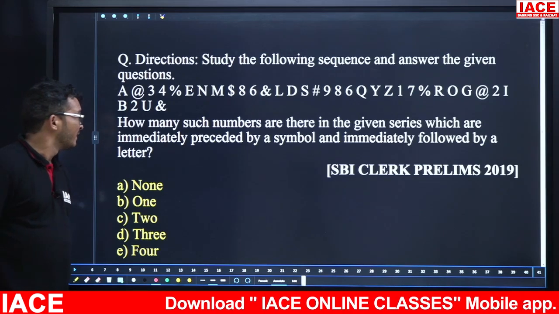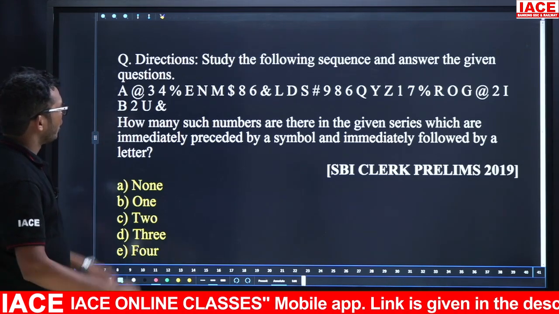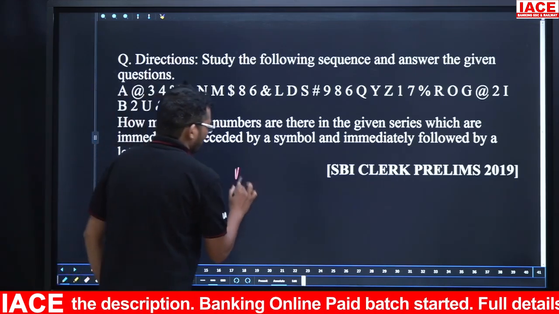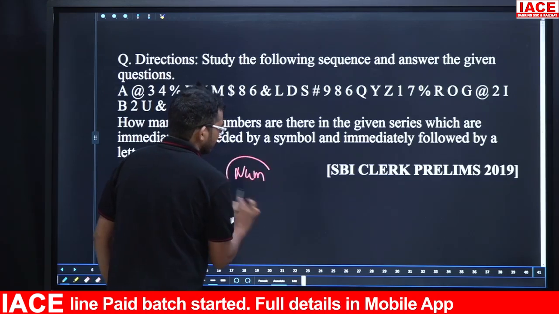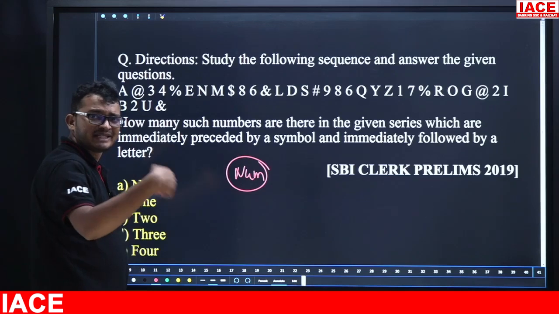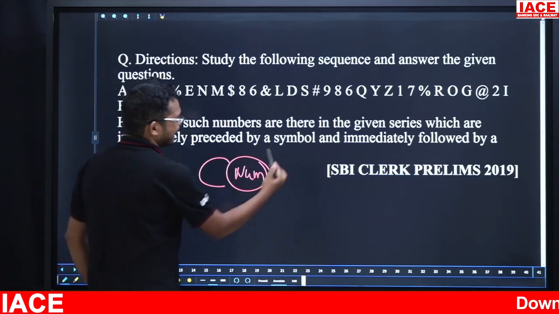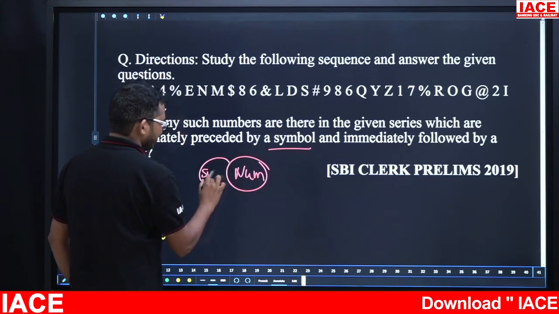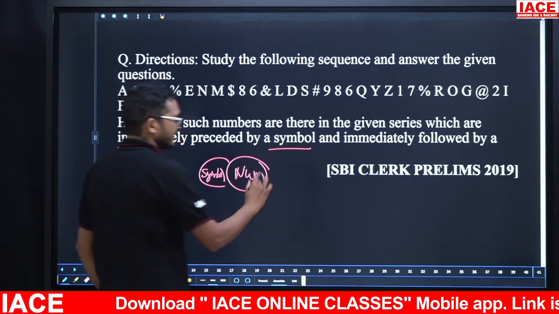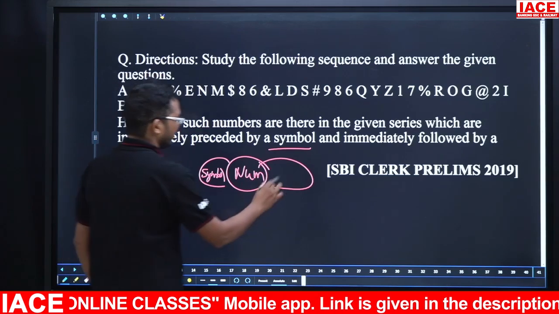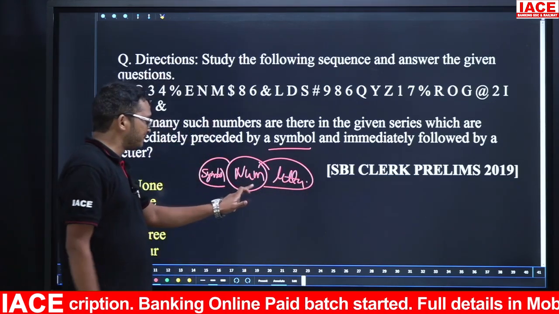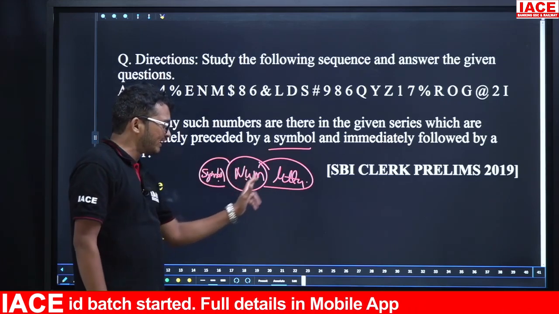Yes, time up. So take your given question. How many such numbers are there in the given series? Friends, here they are talking about numbers in the above series which are immediately preceded by a symbol and immediately followed by a letter. Preceding means before, and followed means after.